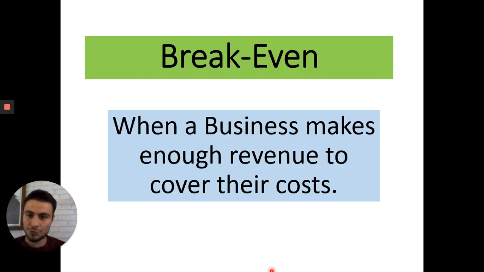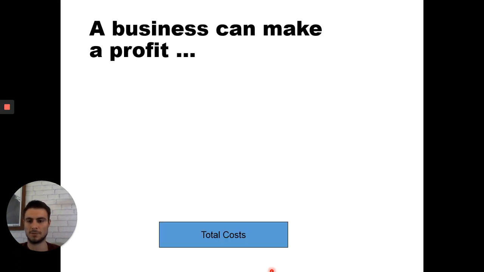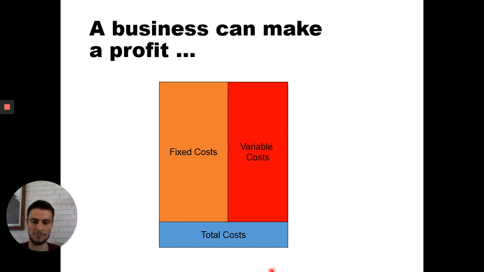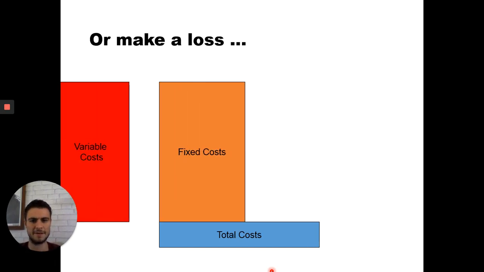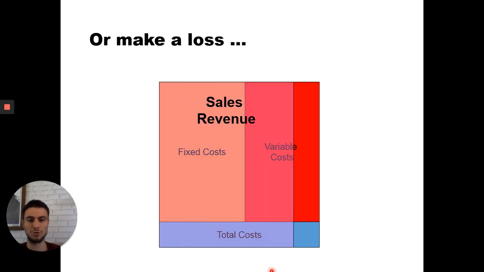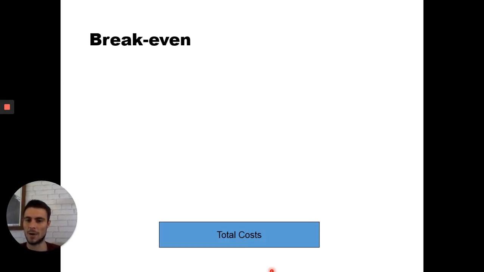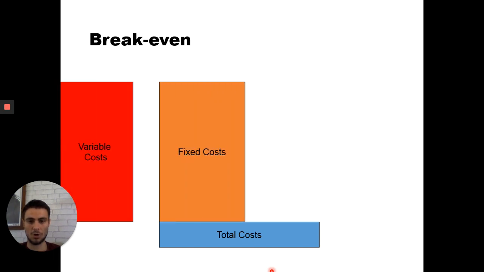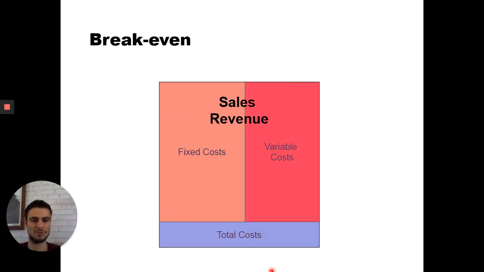Right, last thing we're going to go through is break even. So break even is when the costs and the revenue are exactly the same. So they make enough revenue to cover the costs. So diagrams show you the fixed costs and variable costs make up the total costs. If the sales revenue overlaps that and goes past that, we make a profit. However, if fixed and variable costs make up total, but it's just short of our sales revenue, we make a loss. However, if our total costs are exactly equal to our sales revenue, then that is break even, because our sales revenue and our costs are exactly the same, they are even.